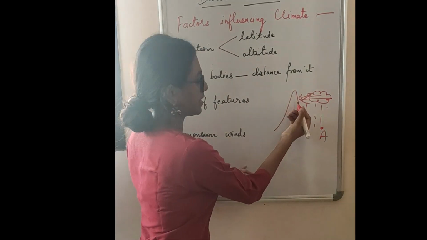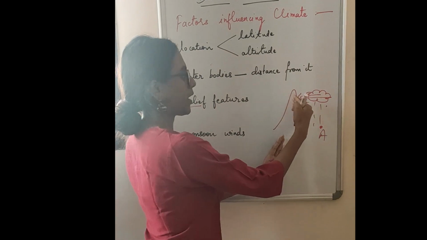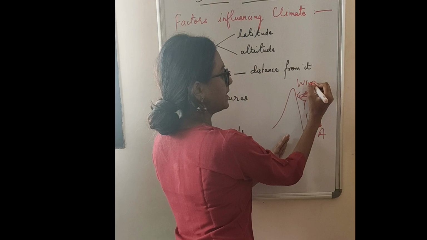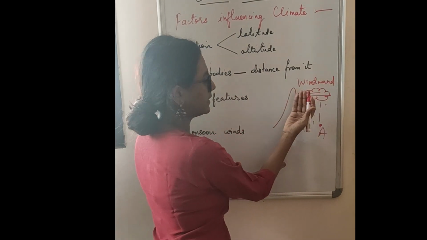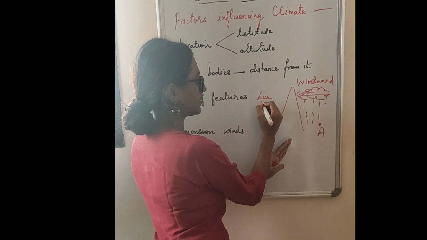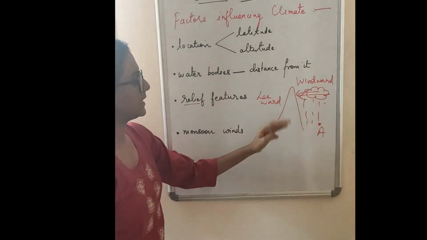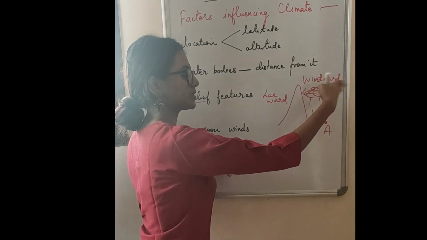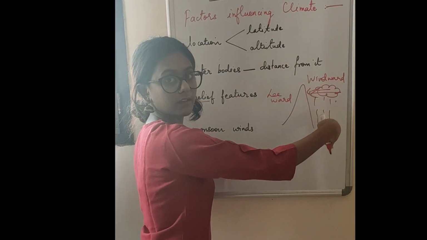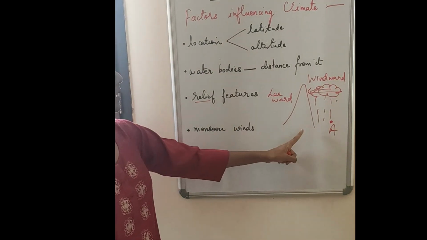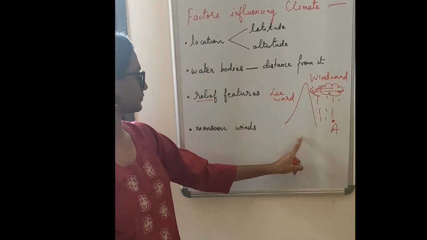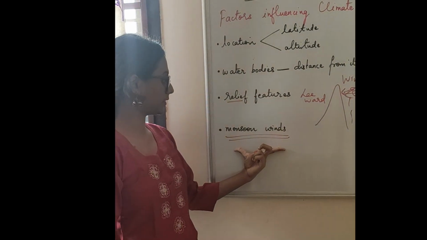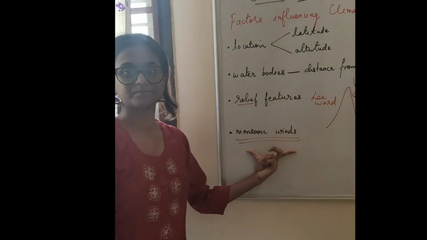The side where clouds come and hit it is called the windward side, and the other side is called the leeward side. Okay, so the leeward side of the mountain usually does not get rainfall because all the clouds hit here and there is no rain. So that is how relief features affect the climate. And about monsoon winds, how this affects our climate, we're going to learn in the coming topics.